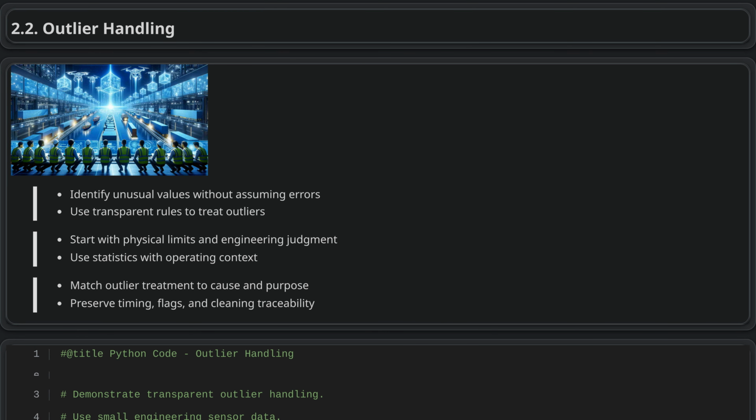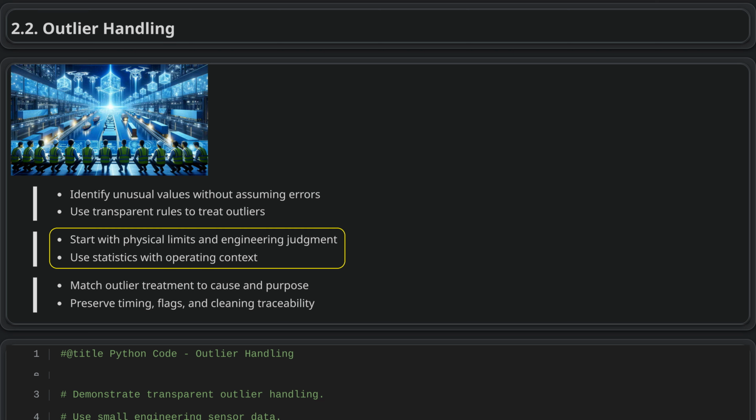Outlier handling. Outlier handling means identifying unusual data values and deciding how to treat them before analysis. In engineering data, these values may come from errors like sensor noise or calibration problems, but they can also reveal real equipment issues. Tools such as Pandas and NumPy can help filter, flag, or adjust outliers transparently, which matters because extreme values can strongly affect averages and models.